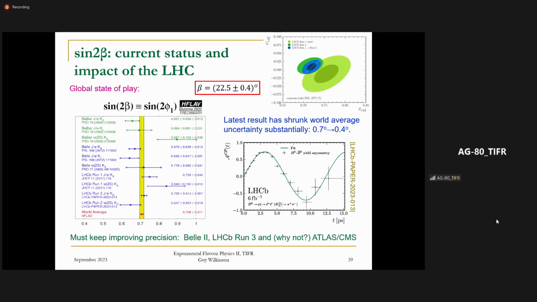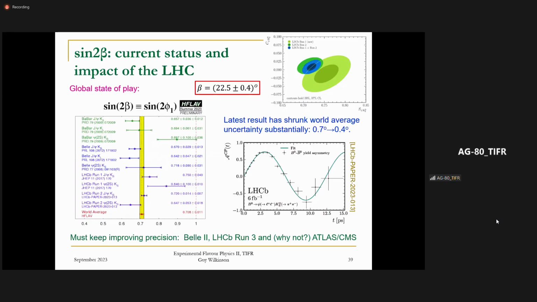Okay. I don't want to outstay my welcome as I did yesterday. That question I posed to you, please think about that and we can discuss it. But this is how well we know beta now. So we know this parameter very, very well, the way it's being led by LHCb. Belle 2 is now taking data again. It's going to strike back.